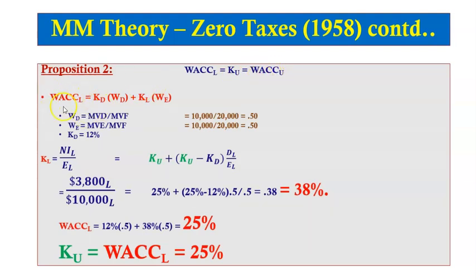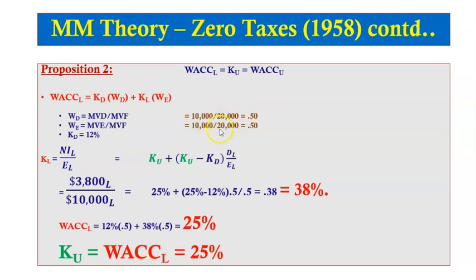Now, the WACC of the levered firm is given as a weighted average of the cost of debt and the cost of equity of the levered company. The weight of debt and the weight of equity in the capital structure of the levered company are obtained as market value of debt divided by market value of the firm and market value of equity divided by market value of the firm. Now, we are assuming here that there are no taxes and that there is no value created by the use of debt. So the value of a levered company should be equal to the value of an unlevered company.